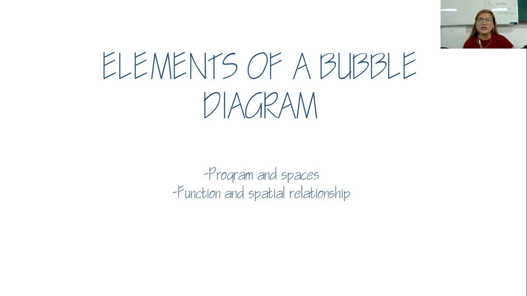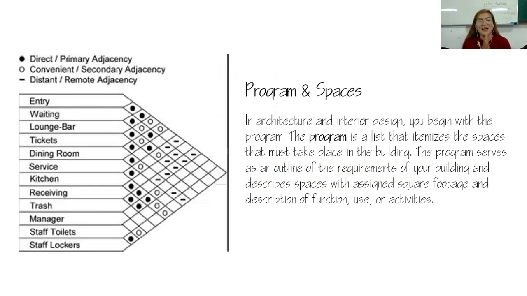So actually there's no definite symbols that are required of you to represent an idea, but basically, normally, spaces are represented by circles or ovals, and the function or spatial relationship, like where you connect from one space to another, is shown through an arrow or just a simple line. So the program and spaces.